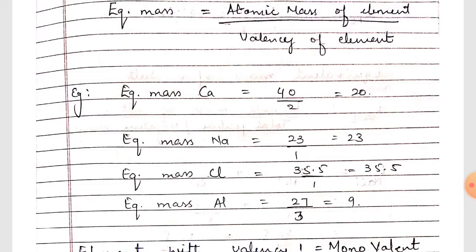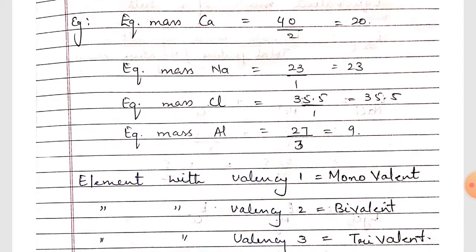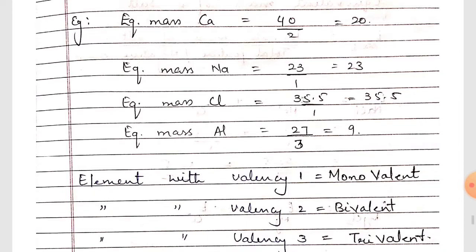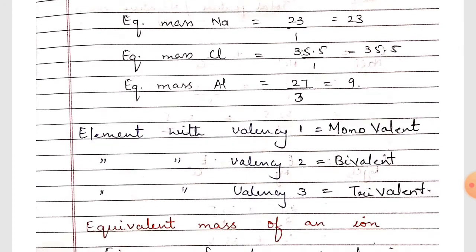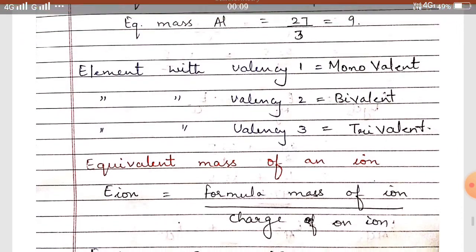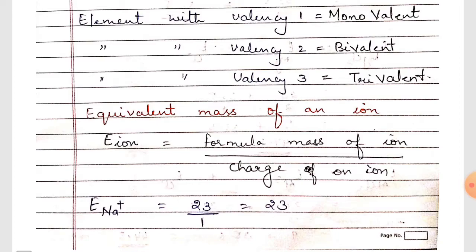For example, equivalent mass of calcium is 40, its atomic mass, divided by valency of calcium, which is 2. So what is the equivalent mass of calcium? 20. Equivalent mass of sodium is atomic mass of sodium 23 upon valency 1, so 23. Chlorine 35.5 divided by 1, 35.5. Aluminium atomic mass 27 and valency is 3, so equivalent mass is 9. So element with valency 1 is monovalent, with valency 2 bivalent, and valency 3 is trivalent.